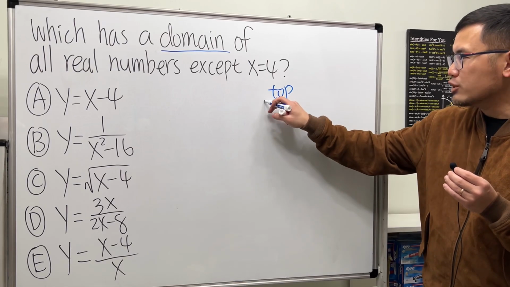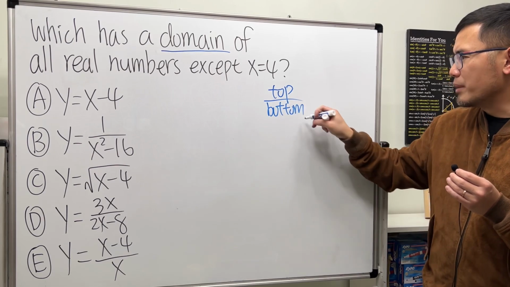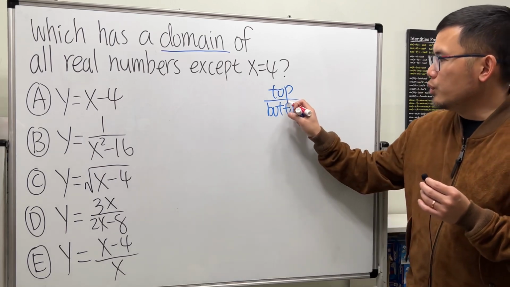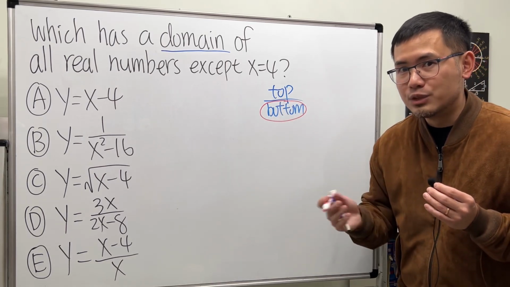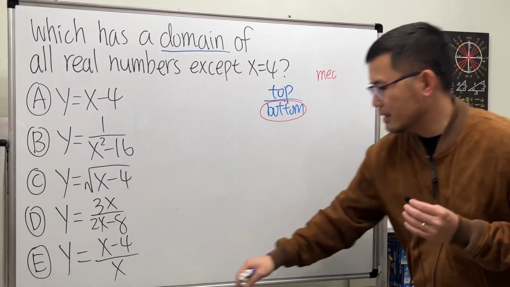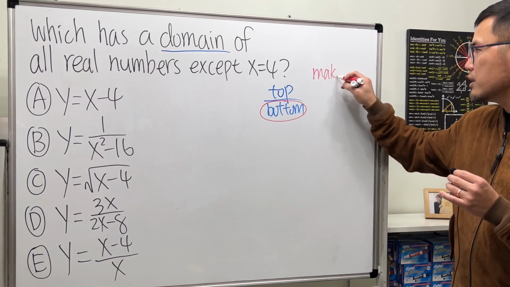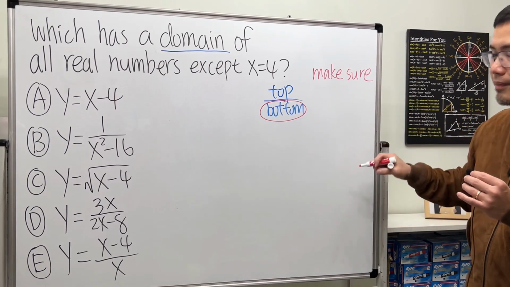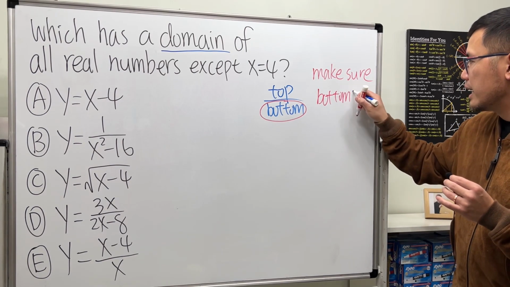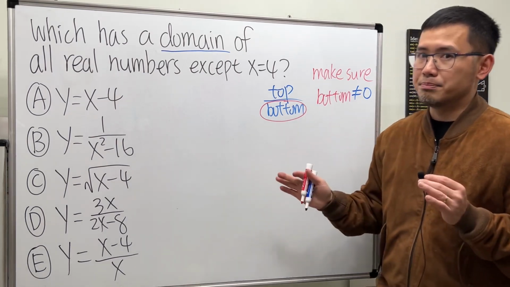Whenever we have a rational function, top over bottom, to figure out the domain, you are going to first set out the restriction. We will have to make sure that we don't have a 0 on the bottom. Again, this is how we are going to set up the restriction that will help us to find the domain. Make sure that the bottom cannot be equal to 0, because otherwise we'll be dividing by 0, and that's bad.